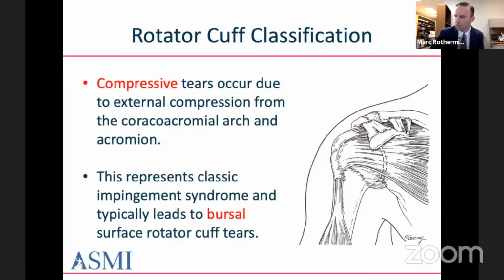So in terms of rotator cuff classification, we talk about, in terms of the etiology, compressive tears are very common. So we describe compressive tears as occurring from external compression from the coracoacromial arch and the acromion. And so in terms of the anatomical description, this is a classic impingement syndrome. It leads to bursal surface tears. So the bursal surface is the top of the rotator cuff tendon, that space that's in between the rotator cuff, the acromion, the coracoid. When there's a compression injury, this leads to bursal-sided tears.